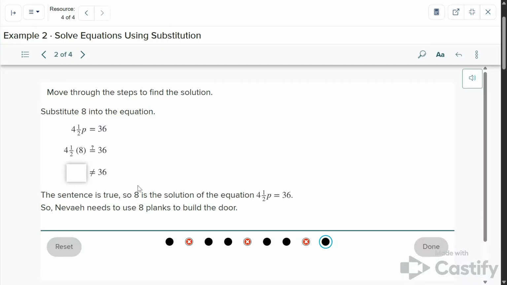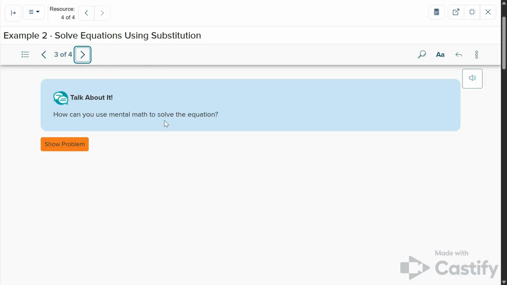So yes, now we have figured out that substituting in 8 for P, so 8 planks, will give us 4.5 times 8, which equals 36. So she's going to need to use 8 planks to build the door. You are looking for an exact answer when you solve these. So sometimes it may involve a fraction or a decimal. You don't want to be rounding with these. So sorry for the chaos of that.